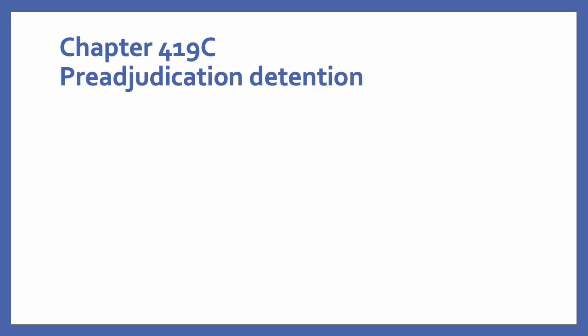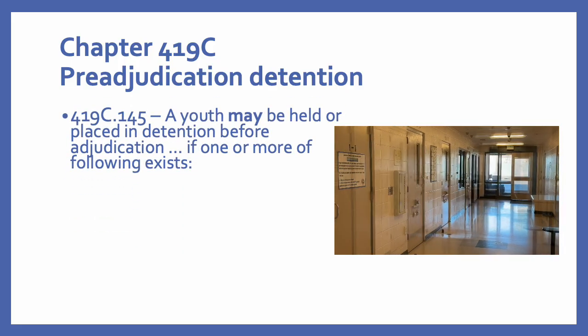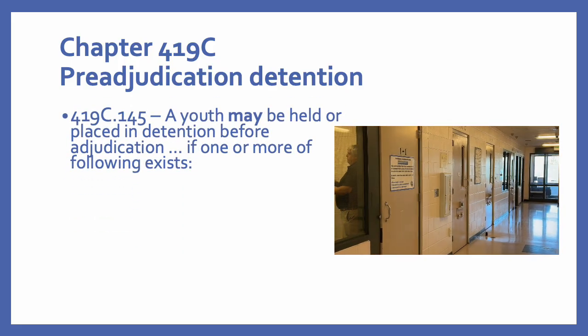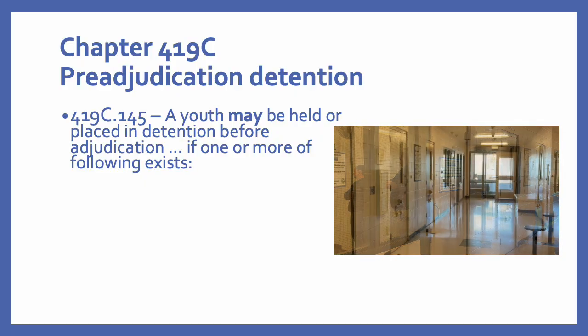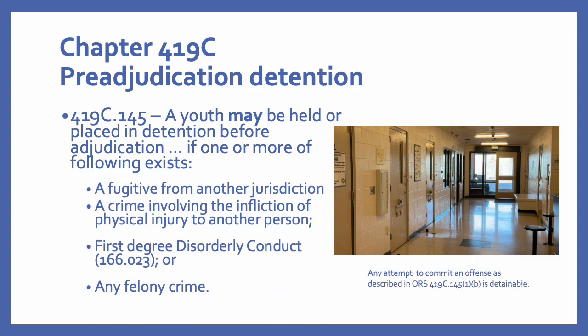We will now move into talking about detention. First, pre-adjudication detention. 419C.145 outlines when a youth may be held or placed in detention before adjudication. It will occur if one of the following exists: if the youth is a fugitive from another jurisdiction, if the youth is alleged to have committed a crime involving infliction of physical injury to another person, or if they are alleged to have committed first-degree disorderly conduct or a felony crime.